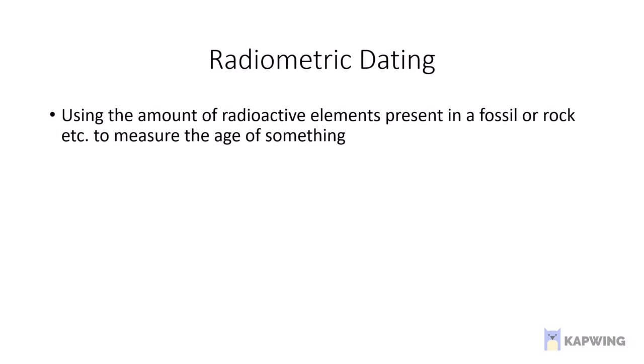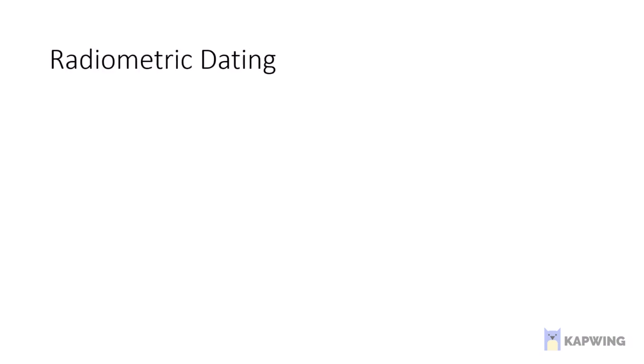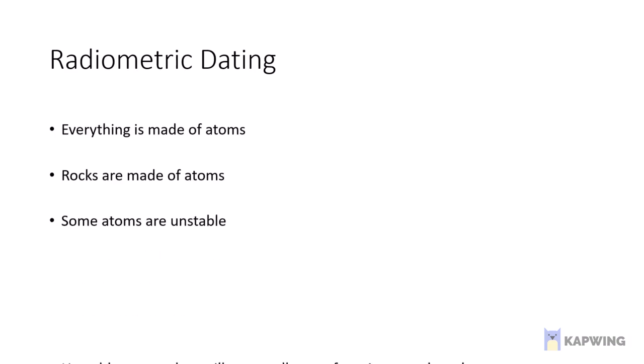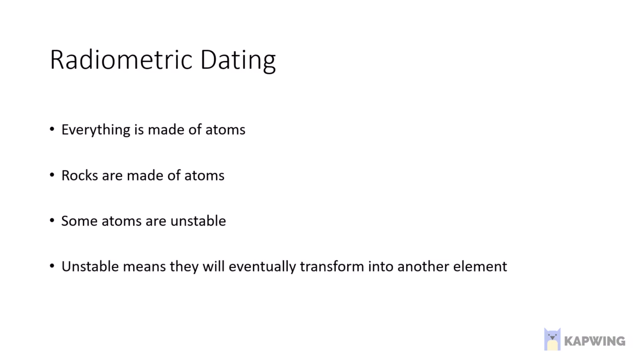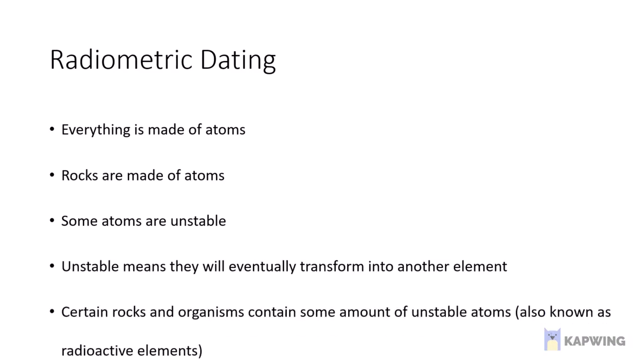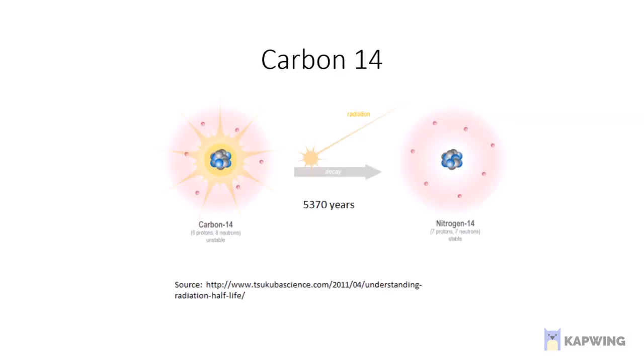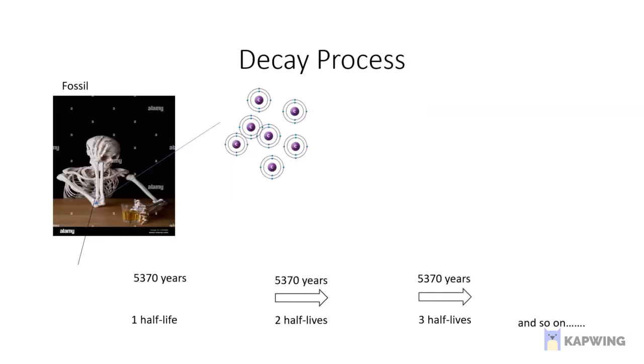So how does it work? It's using the amount of radioactive elements present in a fossil or rock to measure the age of something. So let's establish something. Everything is made of atoms, and rocks are made of atoms. They're no exception. Some atoms are unstable, and unstable means they'll eventually transform into another element. Some rocks and organisms contain some amount of unstable atoms, also known as radioactive elements. So take carbon-14, for example. It has a half-life of 5,370 years, 6 protons, 8 neutrons, and will eventually transform into nitrogen-14.